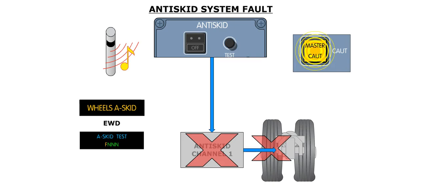In the event of a failure in an anti-skid channel, the master caution lights flash, a single chime sounds, the amber wheels anti-skid caution message is displayed in the EWD, and the failed channel is indicated by an amber F in the EWD brake message.